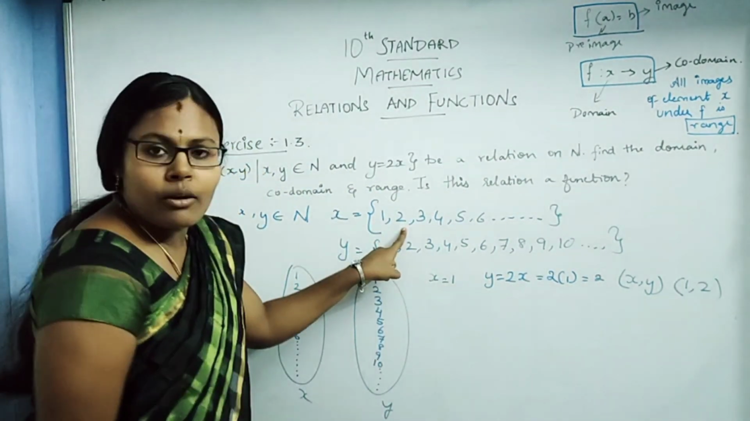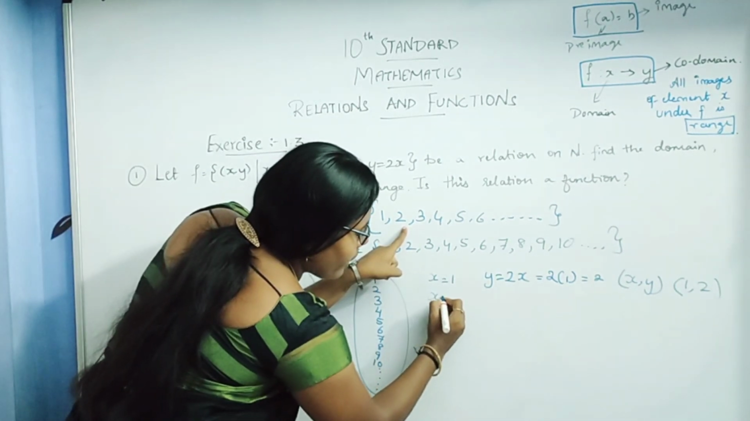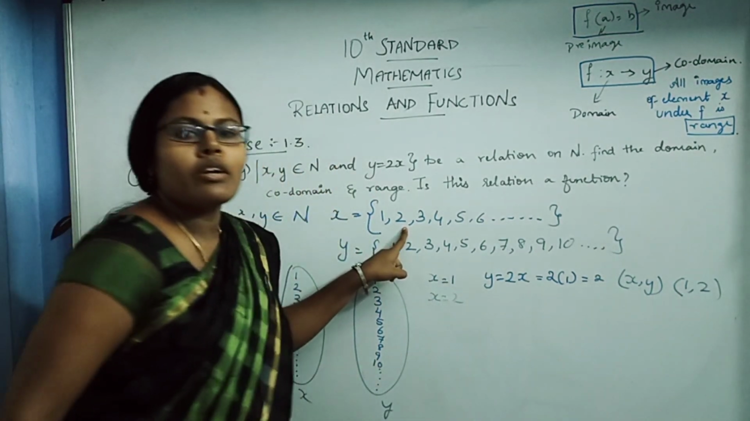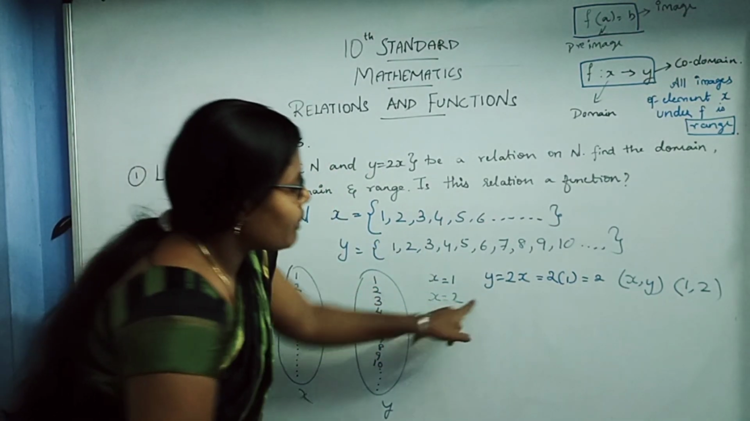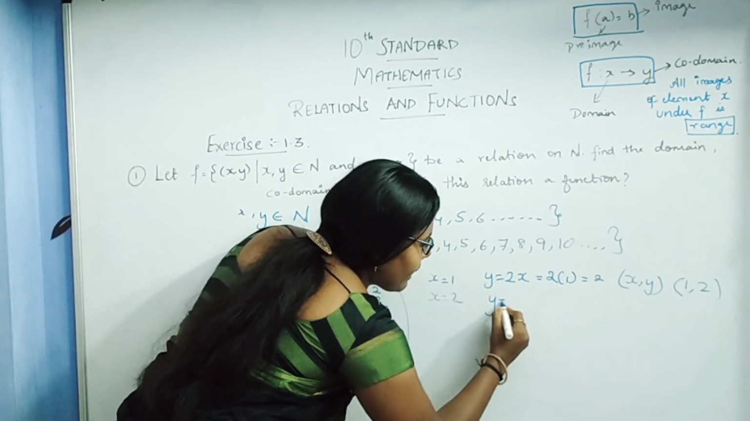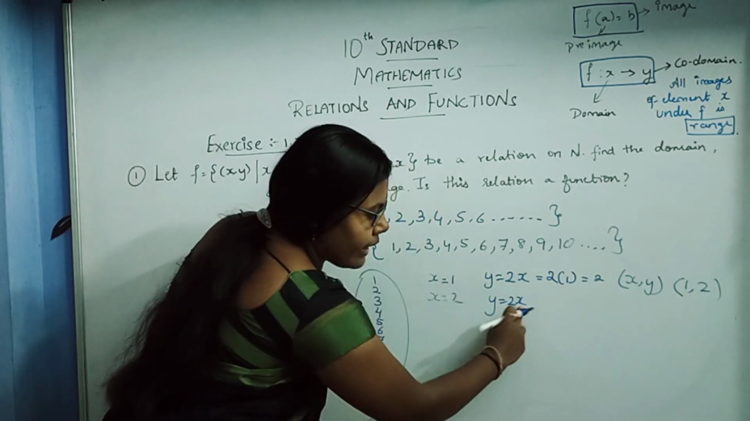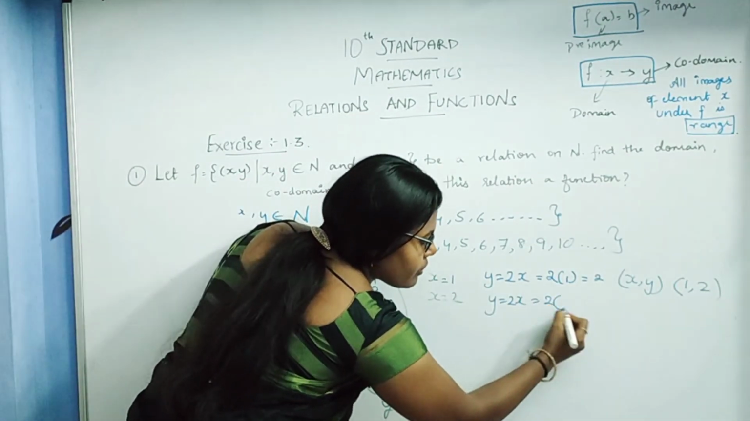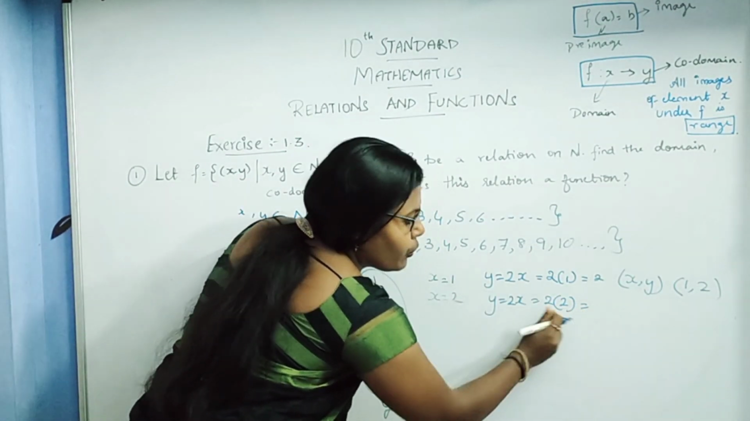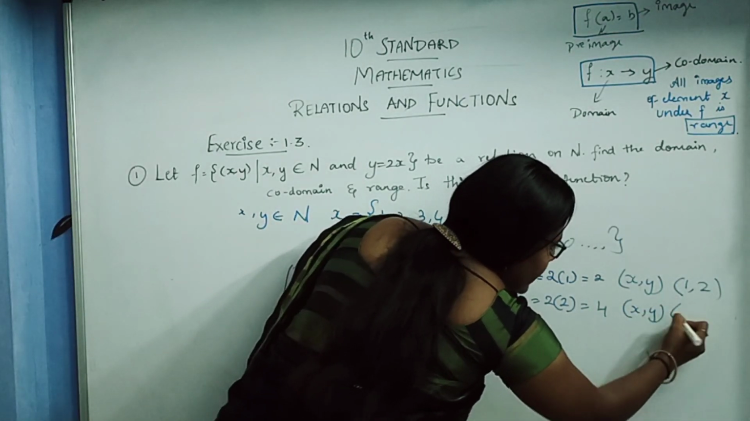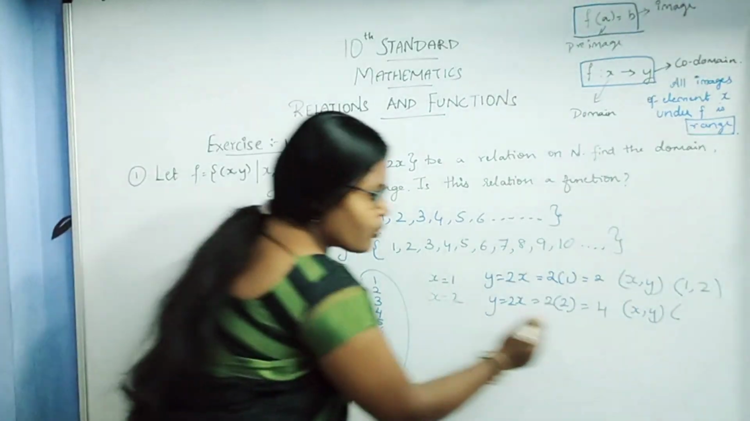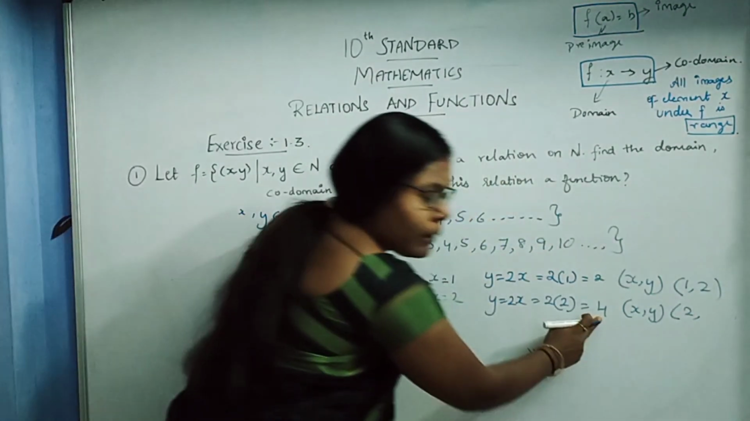Now the second value: x is now 2. So we'll substitute 2 in the place of x. Again 2x, so in the place of x you substitute 2. 2 twos are 4. So again for the pair (x, y), when x is 2, the y value will be 4.